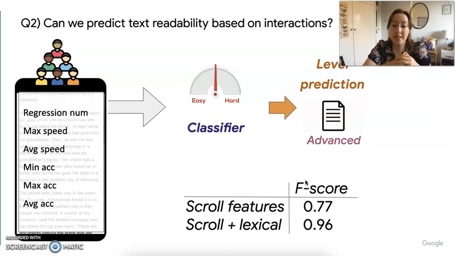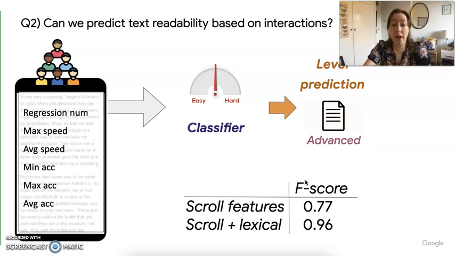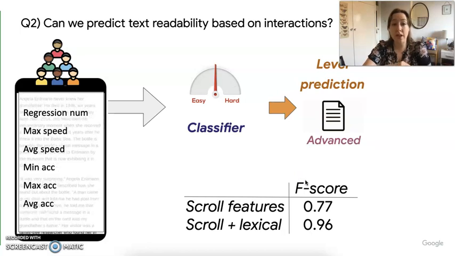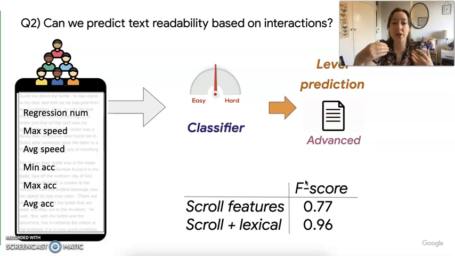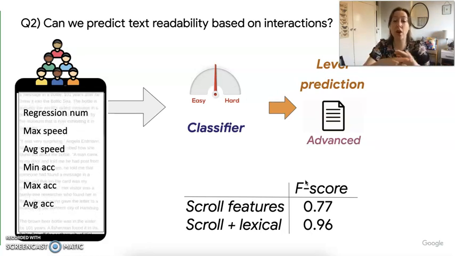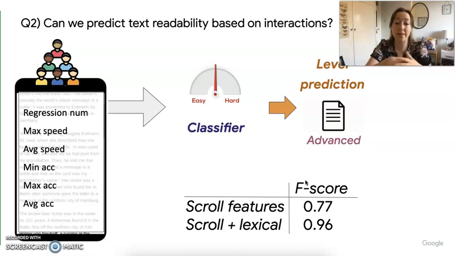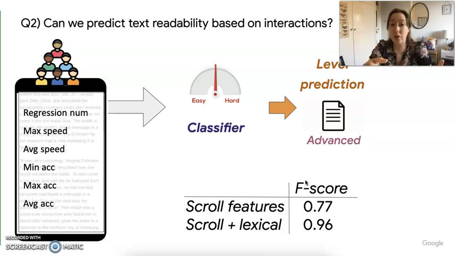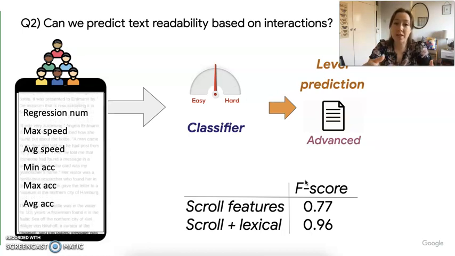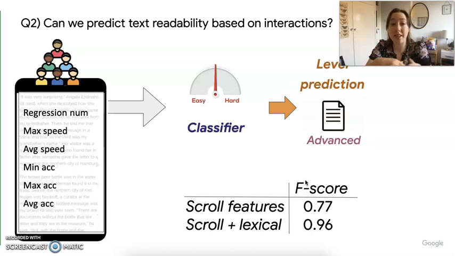And we find that actually using scroll features alone, we're able to get an F score of 0.77. And this is quite an interesting finding because firstly, this is the first work that's really looked at readability from this interaction-based viewpoint, but also this has absolutely no features of the text itself. So it's only based on how people have interacted with that text. And we also see that if we actually combine scroll features with some classical lexical features, we're able to get a really quite a good score. And this is really good because it shows that these scroll features can actually be integrated in traditional readability approaches.